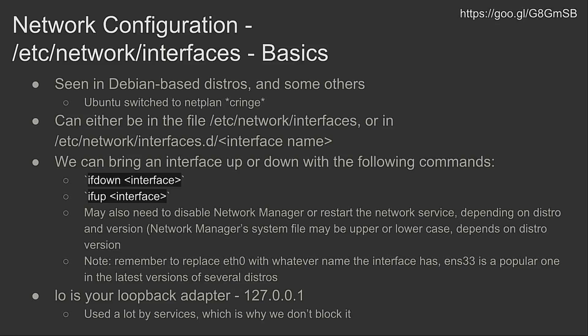And you can bring an interface up or down, meaning turn it on or off, with the ifup and ifdown commands. You have to specify the interface name. That is also really important when you are setting a static IP because you're going to need to basically restart the interface. And like I said, you're probably going to want to disable Network Manager if you're setting it statically.